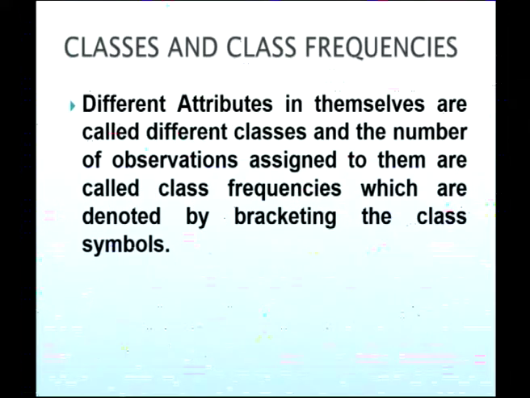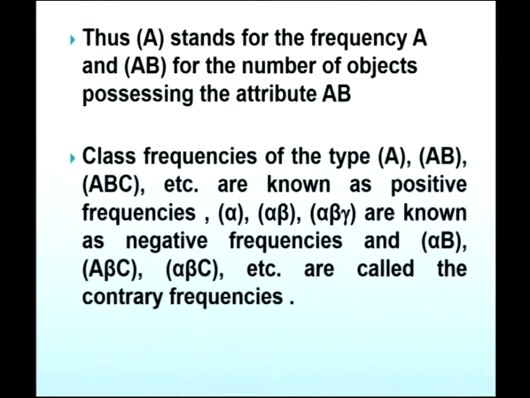Then we talk about classes and class frequency. Whenever there is a classification, we can group together into classes. Different attributes in themselves are called different classes, and the number of observations assigned to them are called class frequencies, which are denoted by bracketing the class symbols. Thus, bracket A stands for the frequency of A, that is, the number of members having the attribute A, and bracket AB for the number of objects possessing the attributes AB. Class frequencies of the type A, AB, ABC, etc. are known as positive frequencies.